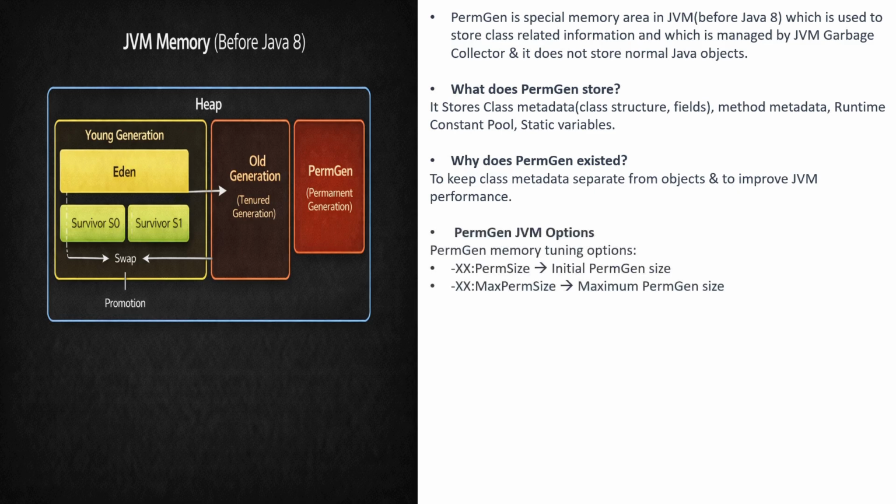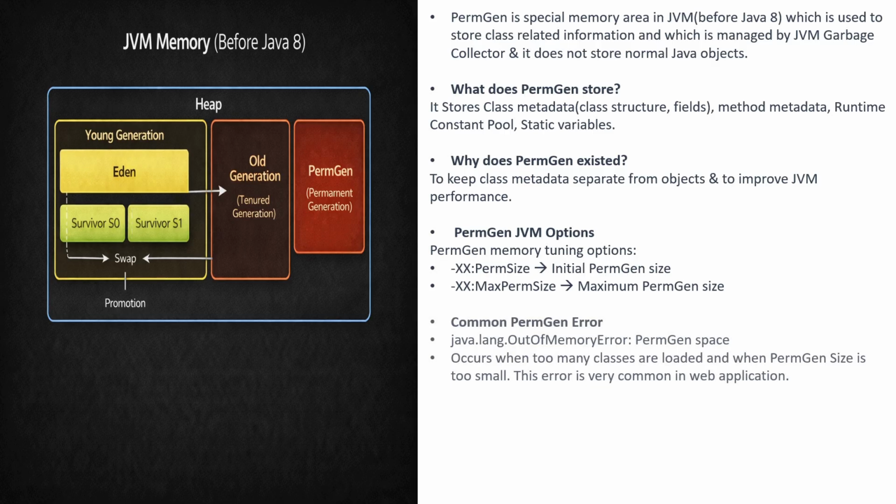So now let's see PermGen JVM options. PermGen memory tuning options are below. -XX:PermSize, which means you need to pass the initial PermGen size. -XX:MaxPermSize, so you need to pass the maximum PermGen size. So if you want to tune PermGen memory, you need to pass two parameters. First is the initial PermGen size and second is the maximum PermGen size.